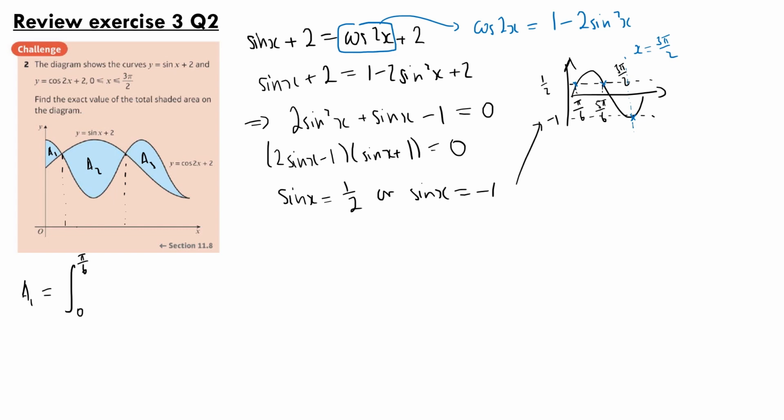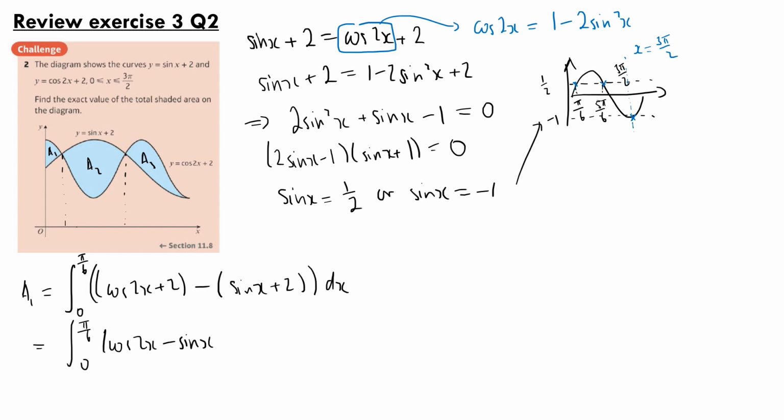And because here the cos graph is above the sine graph, this will be equal to cos of 2x plus 2 minus sine of x plus 2. And so simplifying this, we get cos of 2x plus 2 minus sine of x minus 2, so the 2's cancel, and we're left with cos of 2x minus sine of x dx. And that is equal to a half sine of 2x plus cos of x from pi over 6 to 0.